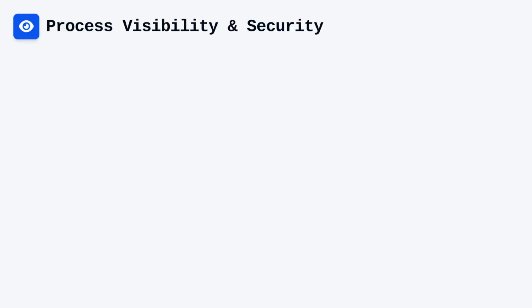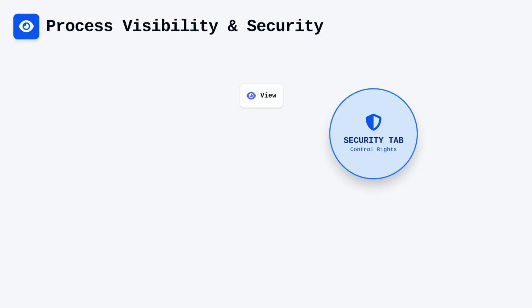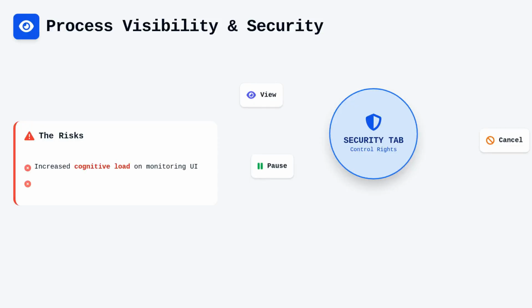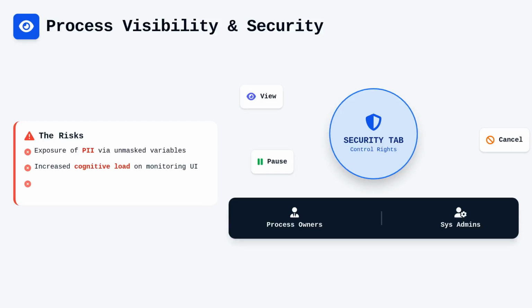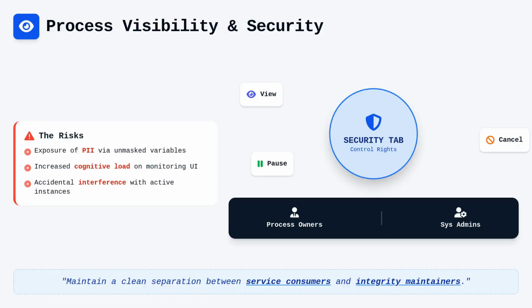Process visibility determines who can monitor instances once they are in flight, which is an often overlooked aspect of security. Within the Security tab of a process model, you define who has the rights to view, cancel, or pause instances of that model. If you allow too many users to view process history, you inadvertently increase the cognitive load on the monitoring interface and potentially expose PII if the process variables are not properly masked. Monitoring permissions should be restricted to process owners or system administrators who actually need to troubleshoot or audit execution paths. This isolation prevents accidental interference with running processes and maintains a clean separation between those who consume the service and those who maintain its integrity.